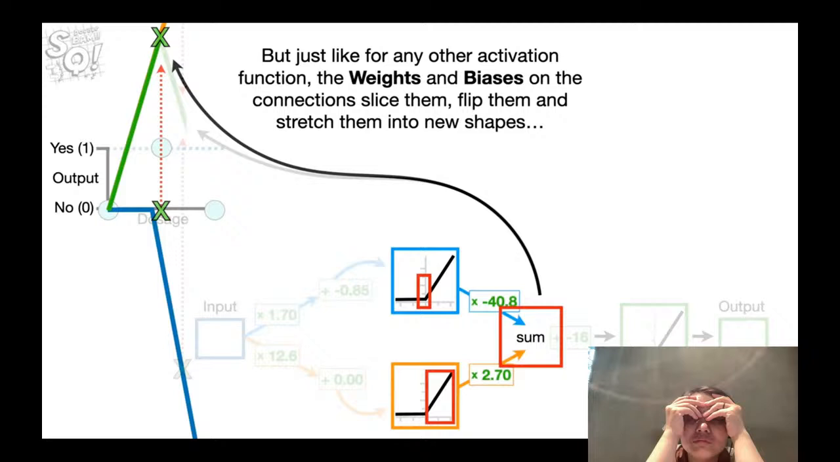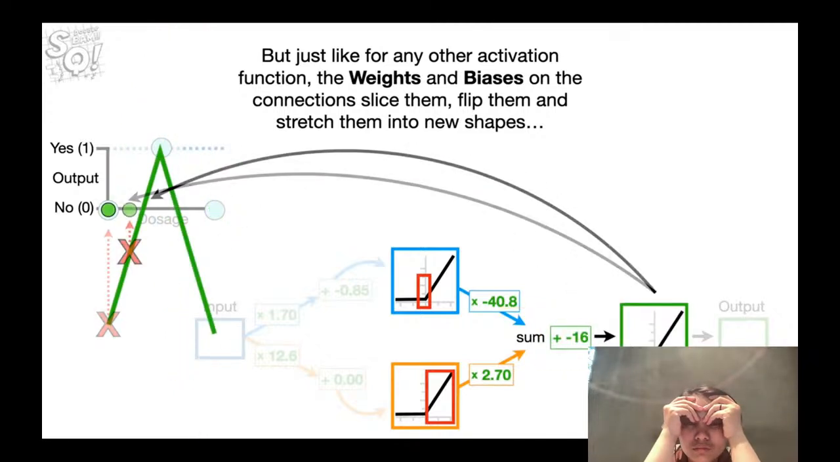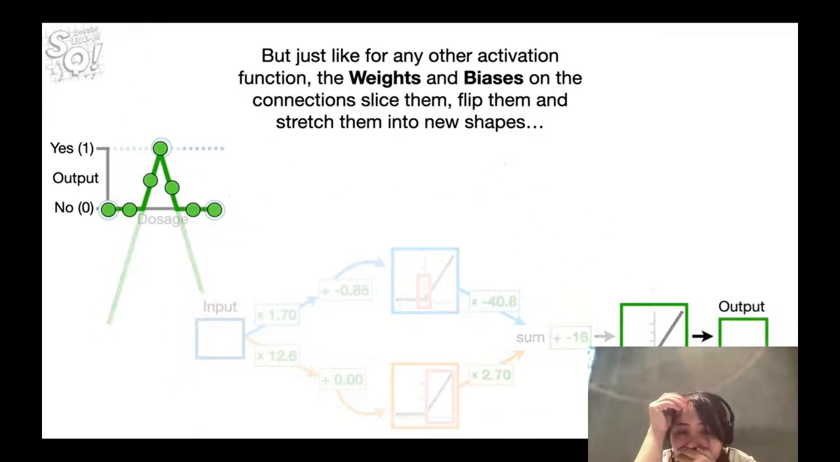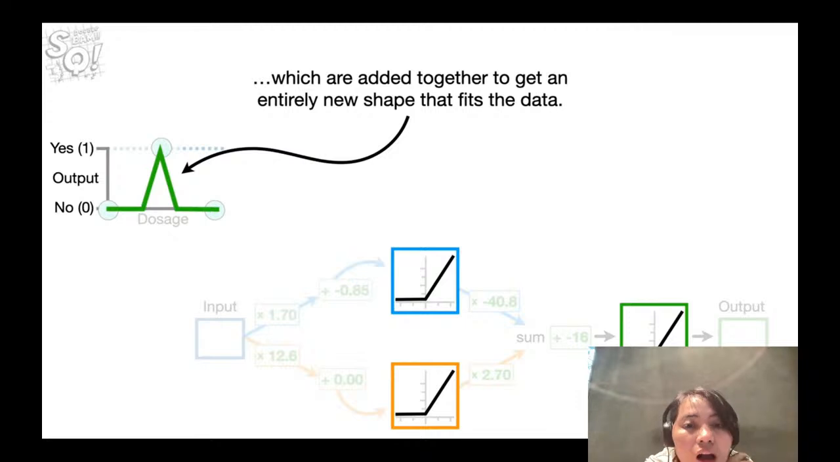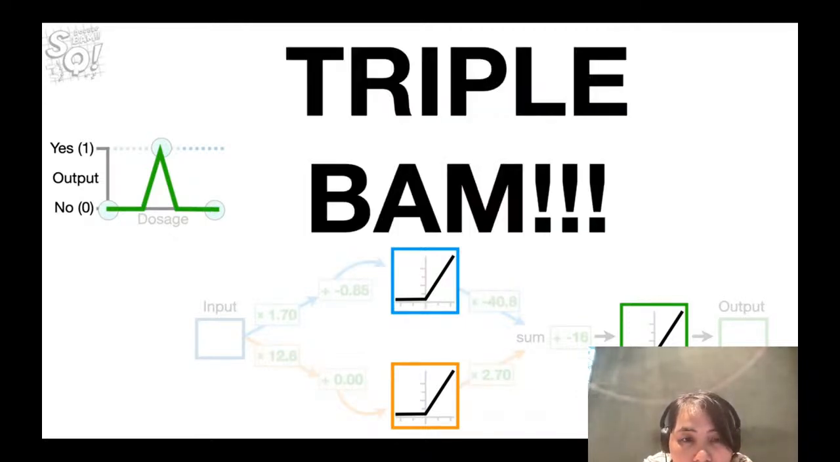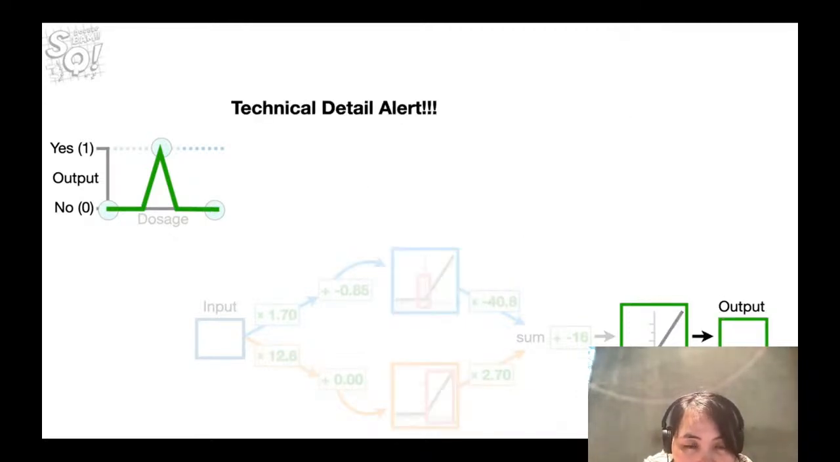But just like for any other activation function, the weights and biases on the connections slice them, flip them, and stretch them into new shapes, which are added together to get an entirely new shape that fits the data. Triple bam! Oh no, it's another technical detail alert.